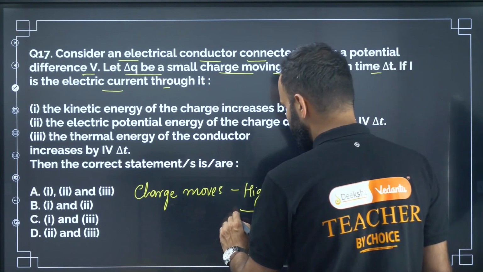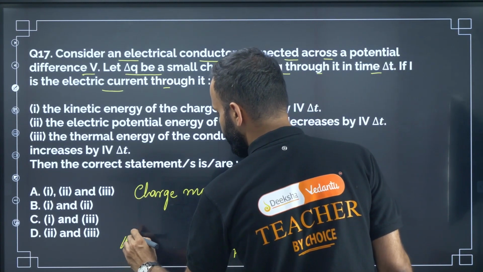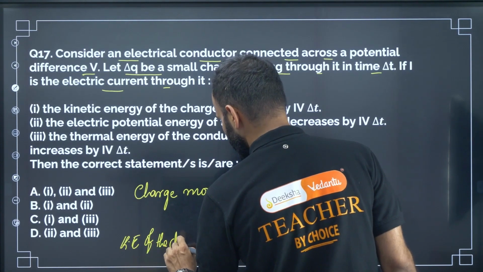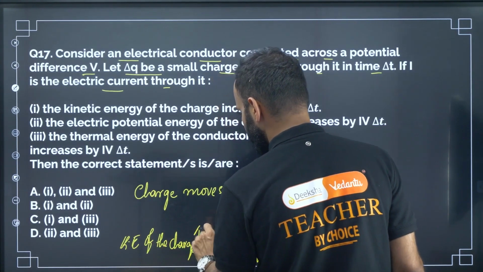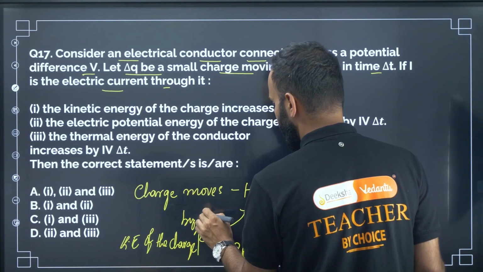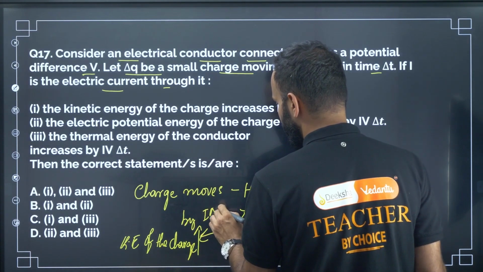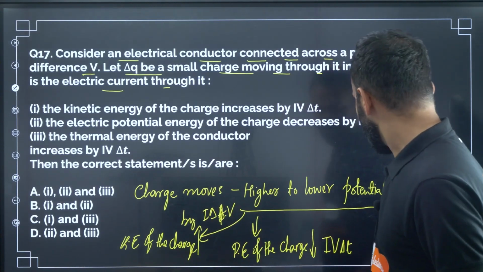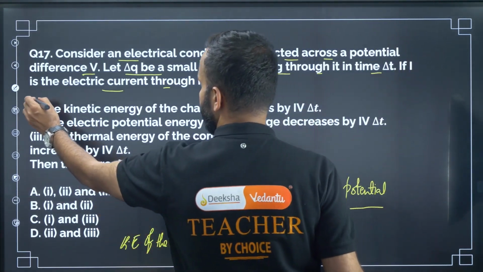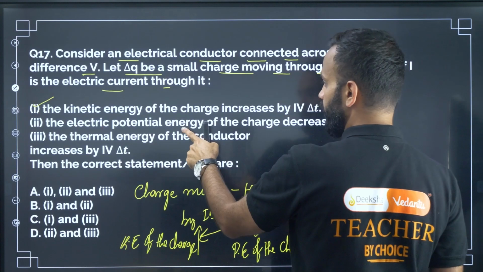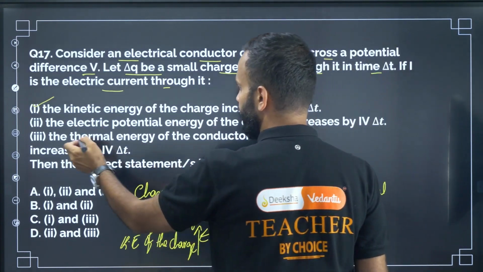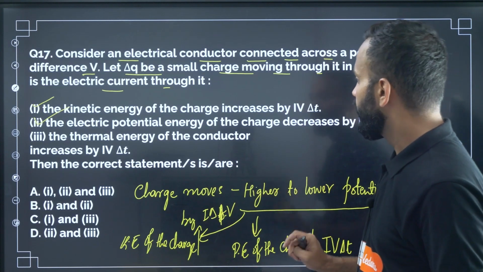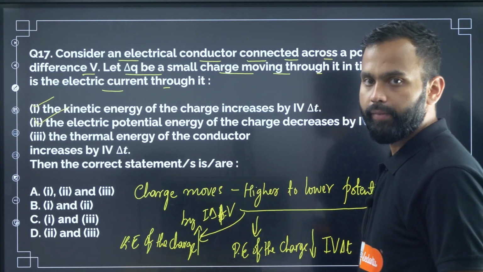If potential energy decreases, then the kinetic energy of the charge increases. The kinetic energy of the charge increases by I V delta T. So the first statement is correct. The second statement, the electric potential energy of the charge decreases by I V delta T, is also correct. The third statement: the thermal energy of the conductor increased by I V delta T.